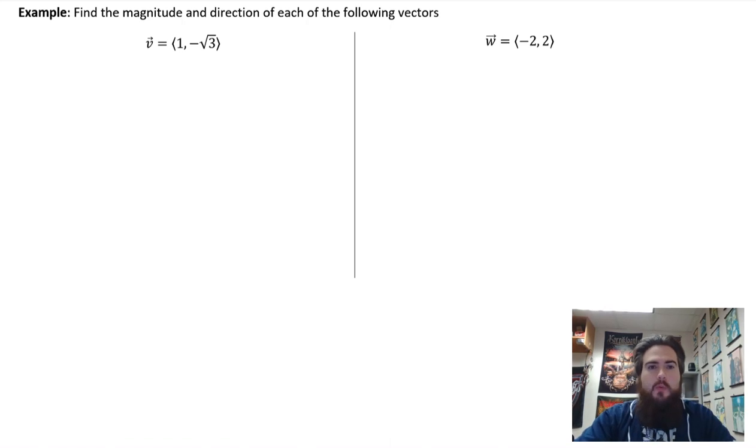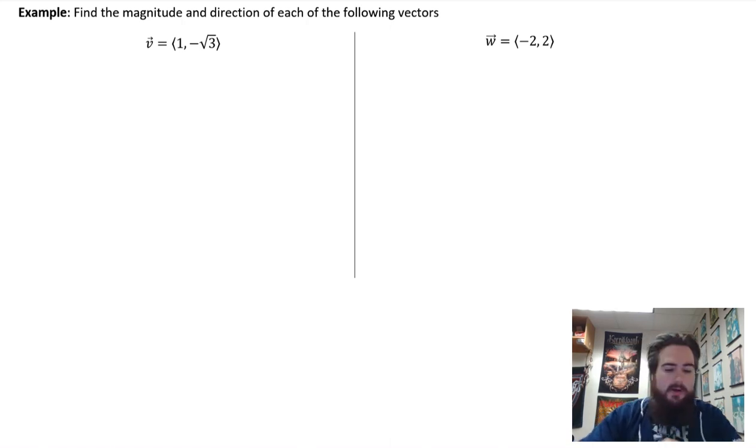In this example, we will find the magnitude and the direction of each of the following vectors. The first one we will do is v is equal to 1 comma negative square root of 3 for the first and second component, and w is equal to negative 2 and 2 for its first and second component.